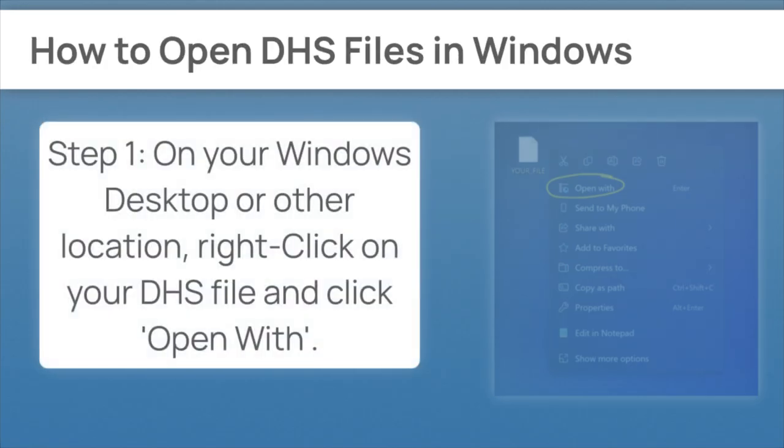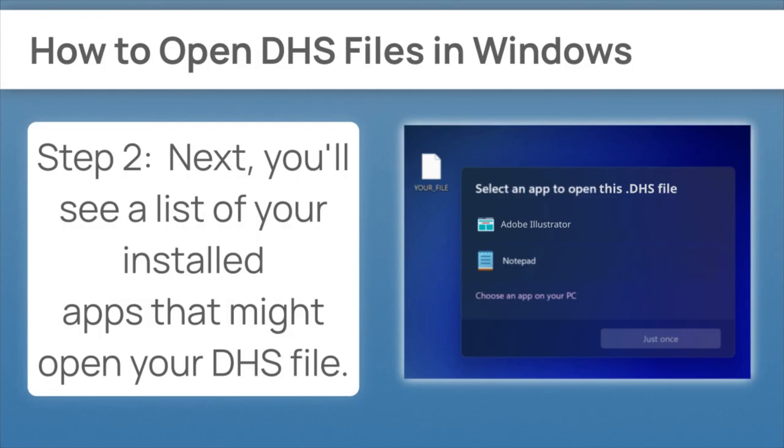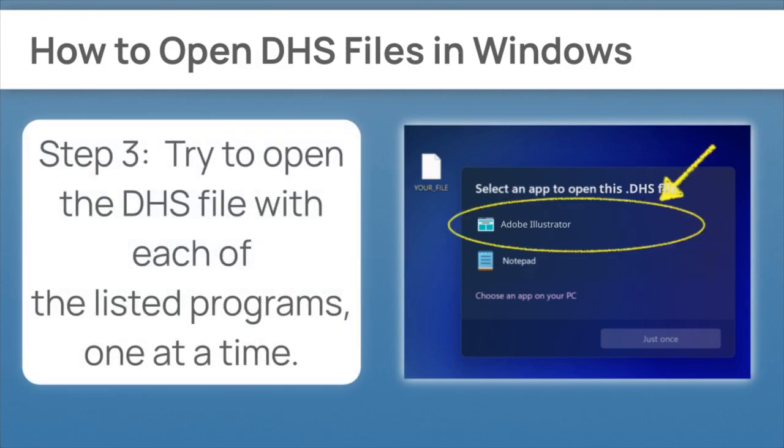To resolve the incompatible file format error, right-click the DHS file and choose Open With. Prioritize Adobe Illustrator if available. If absent, choose another application. We are searching for the correct file link.